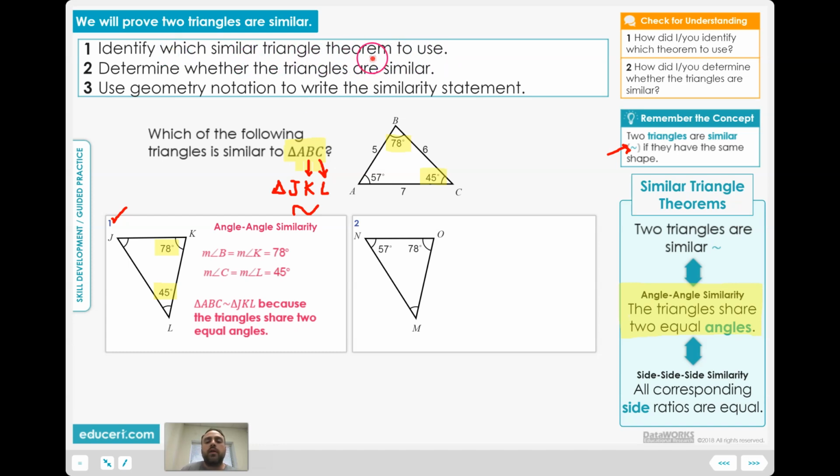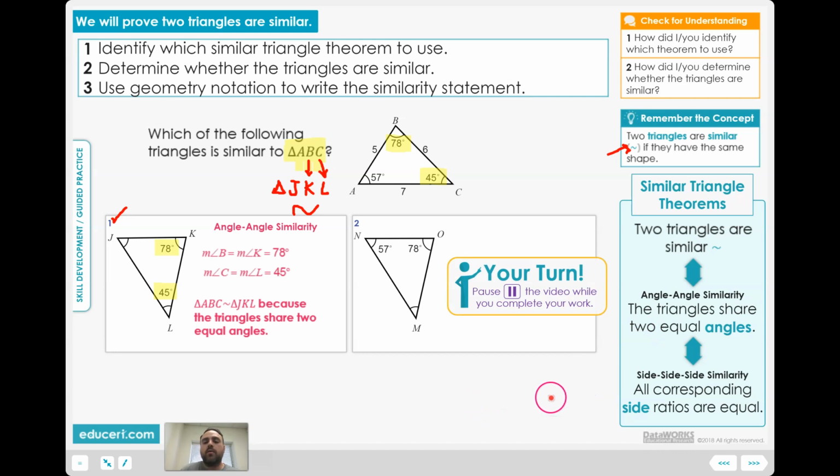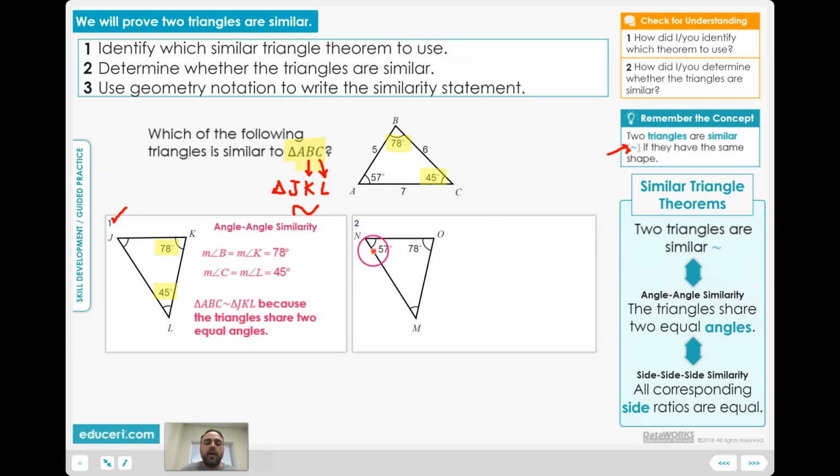Which similar triangle theorem do you think we should use for problem number 2? And I want you to frame your response. The similar triangle theorem to use is, because, and then explain your choice. The similar triangle theorem to use is angle-angle similarity because the given triangle NOM shows us the values for two of the angles and none of the values for any side measures. Alright, so let's check our answer. And yes, angle-angle similarity is the similar triangle theorem to use.